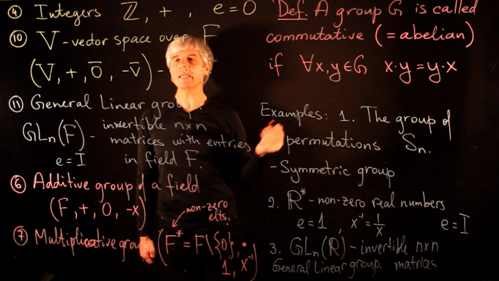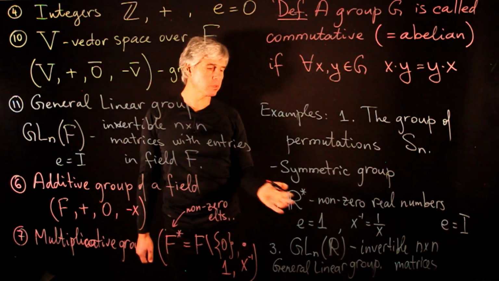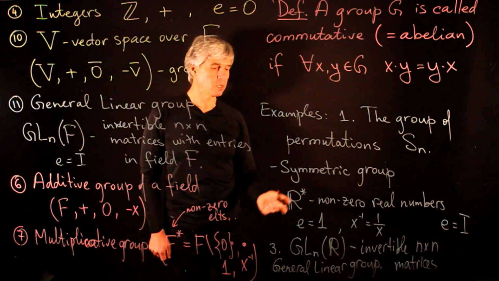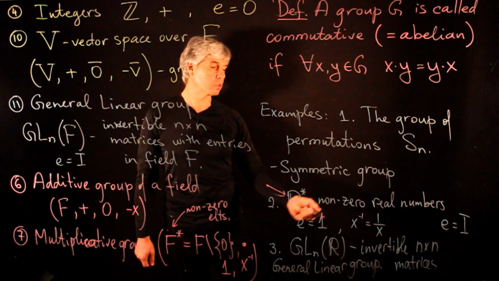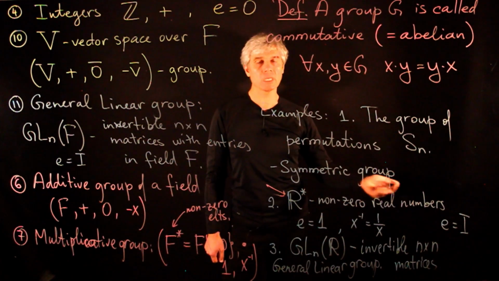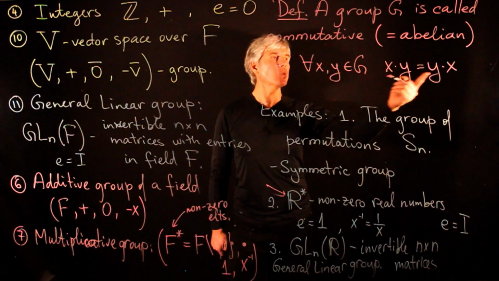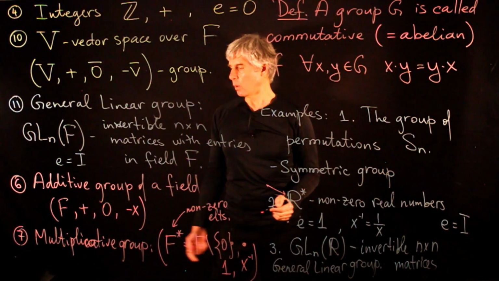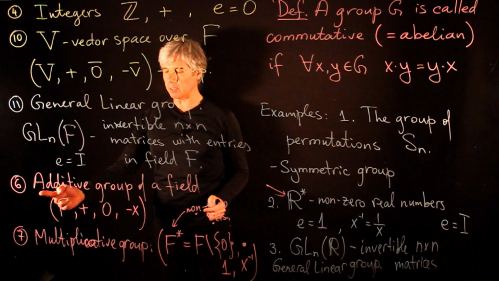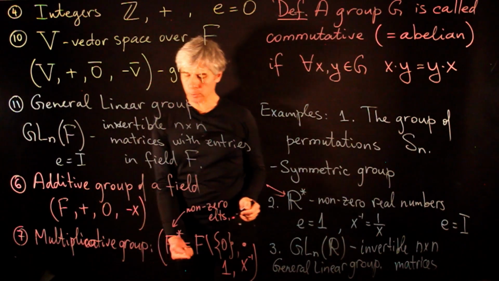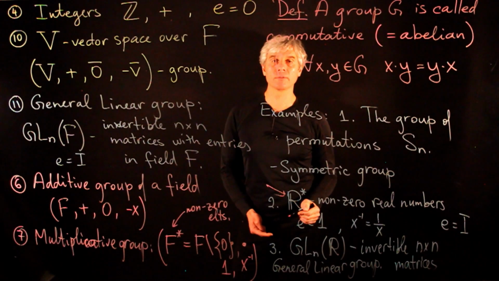So what we see is that many examples on this list are commutative groups. So for example, this group R star is a commutative group. So when we multiply non-zero real numbers, x times y is equal to y times x. Or in the context of fields, both the additive and the multiplicative groups of the field are commutative.